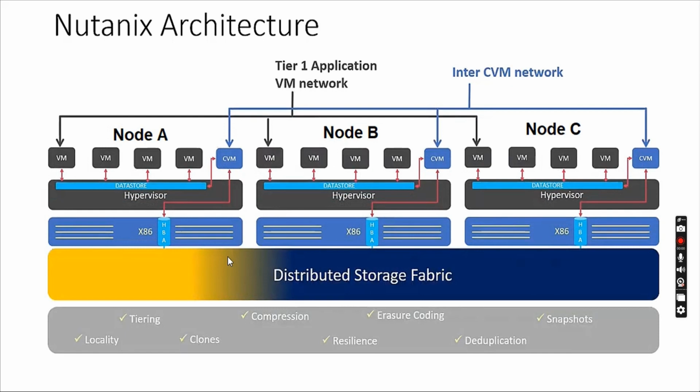Resilience means if you are using 3 node, 4 node, 5 node, and one node goes down, there is no disturbance in your existing environment. Everything will be running as it is. So it is like HA.